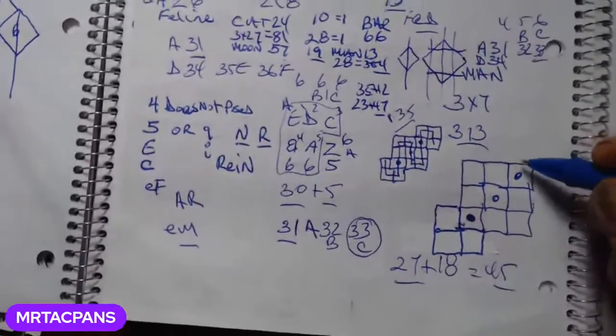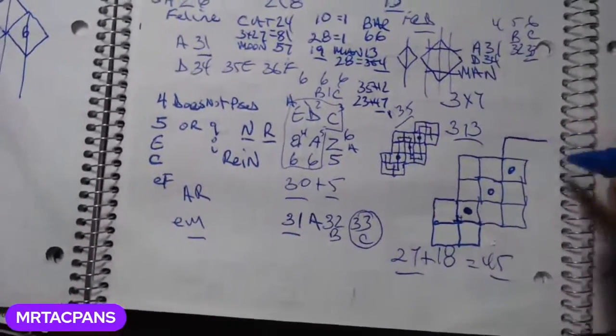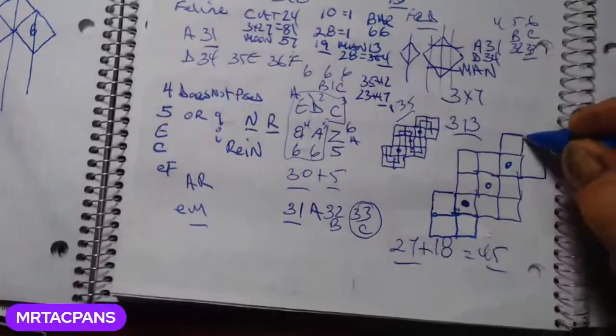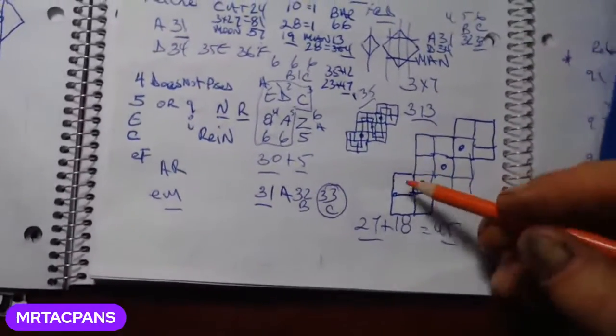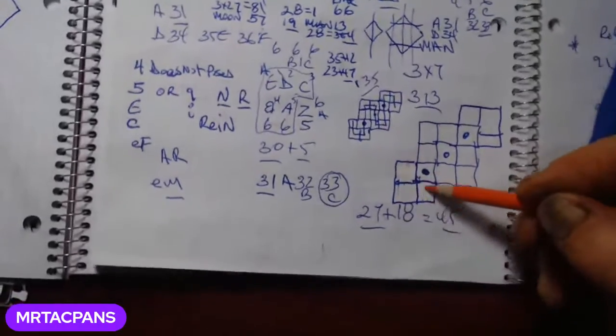Okay, and here is how it goes. Here's an area there. Where is it? Let me do it this way. Here's an area.